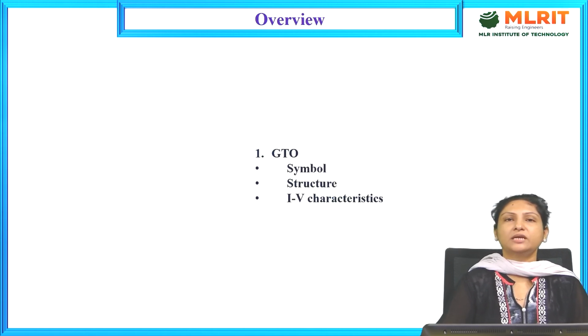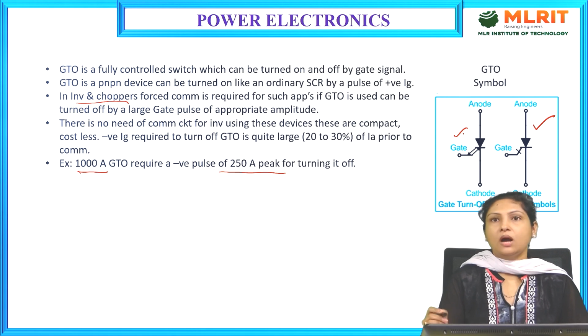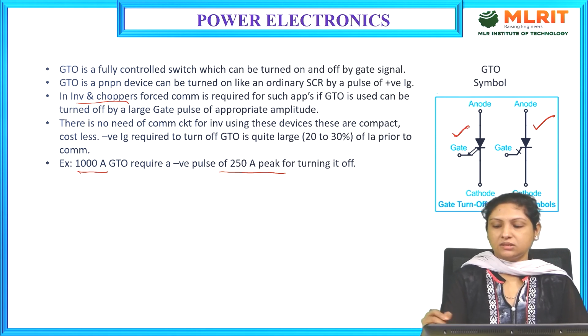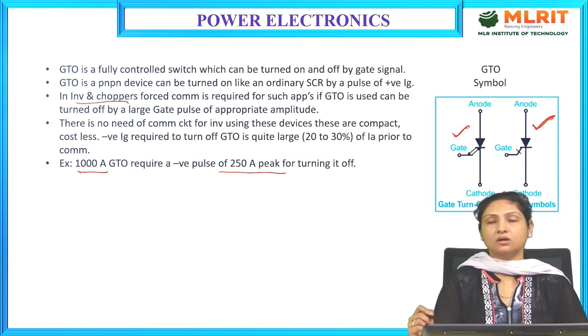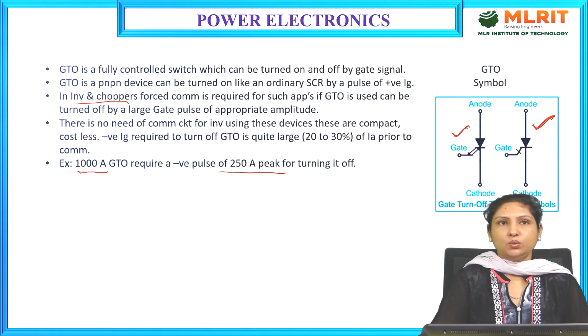Today, I'll be teaching GTO, its symbol, structure, and IV characteristics. This is the symbol of GTO, and we can represent GTO in these two ways, either like this or like this. These are both the symbols of GTO. And GTO, as I told you, is a gate turn-off thyristor. Why is it named gate turn-off thyristor?